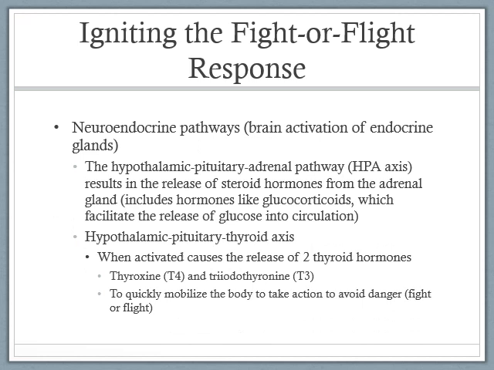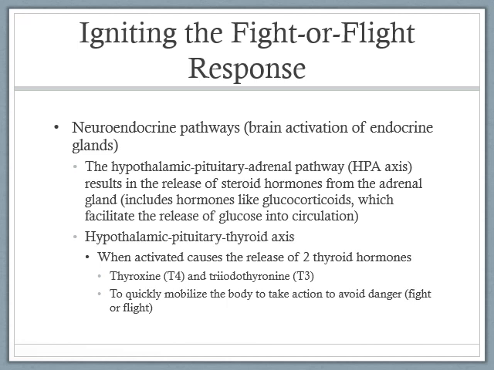Then there are your neuroendocrine pathways, which is a brain activation of endocrine glands. You have your hypothalamic pituitary adrenal pathway, also referred to as your HPA axis. It results in the release of steroid hormones from the adrenal gland, which includes hormones such as glucocorticoids, which facilitate the release of glucose into the circulation. Humans' main stress hormone is cortisol, which I'm sure you have seen and heard of. It is a stress hormone.